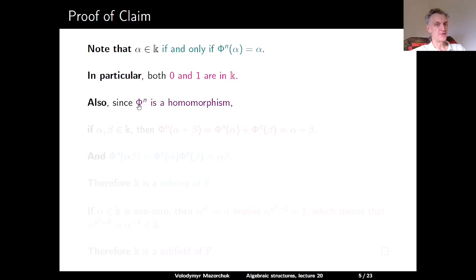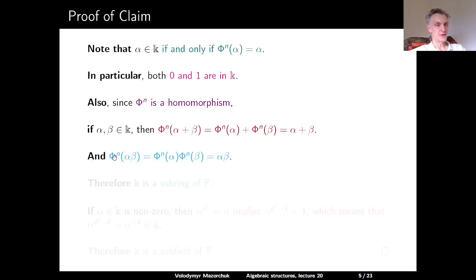Also, since phi to the power n is a homomorphism, for any two elements alpha and beta in k, applying phi to the power n to their sum, we get phi to the power n applied to the first element plus phi to the power n applied to the second element, and this is equal to the first element plus the second element. So this means that alpha plus beta belongs to k.